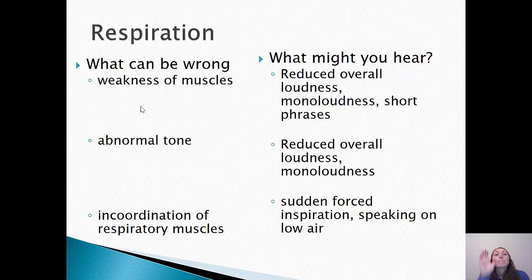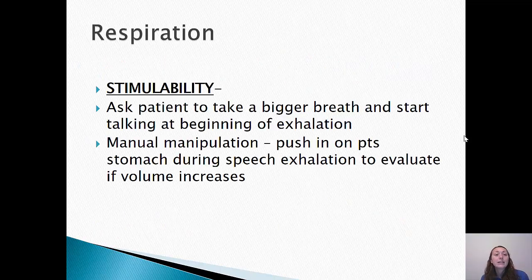To look at this another way, here's respiration. I have two columns here. What can be wrong? Muscle weakness, abnormal tone, incoordination of the respiratory muscles for breathing. And then I have a working list of things that you might hear. So reduced overall loudness, monoloudness, short phrases. That could be because of weakness. Reduced overall loudness or monoloudness could be tone or a combination of all of these. So perceptually, this is what I might hear and see. And then from a respiration column perspective, these are the things that might be physiologically in deficit or wrong.